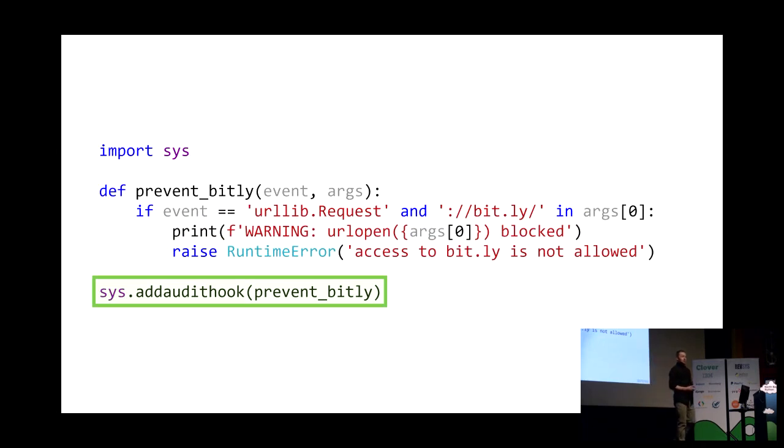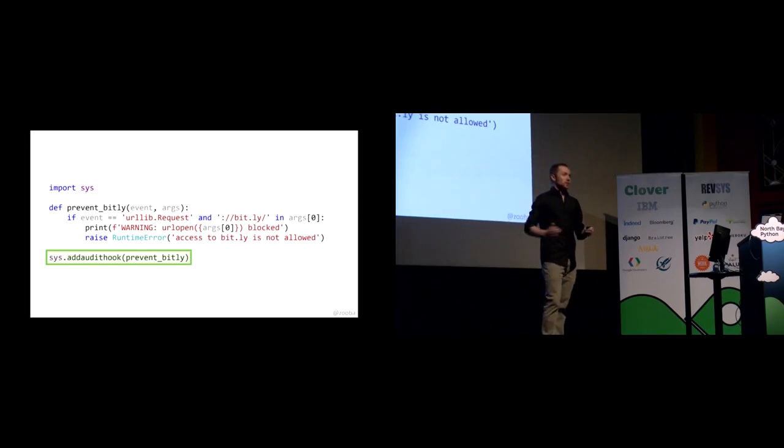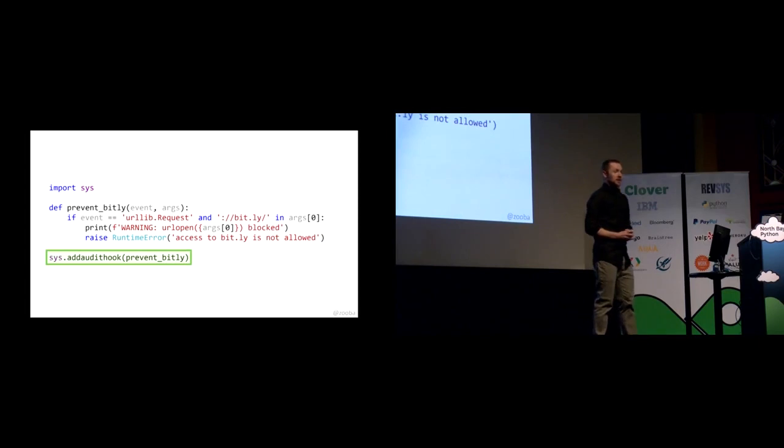Finally, we add the hook. We do this in Python code. So this won't apply during initialization. This won't apply during site packages, during import site, site customize. A lot of places where this won't be run. But after we've added the hook, it can't be taken out. So once the hook is in, you can't actually remove it. So from that point on, we'll have any indication that someone's trying to access a bit.ly link.